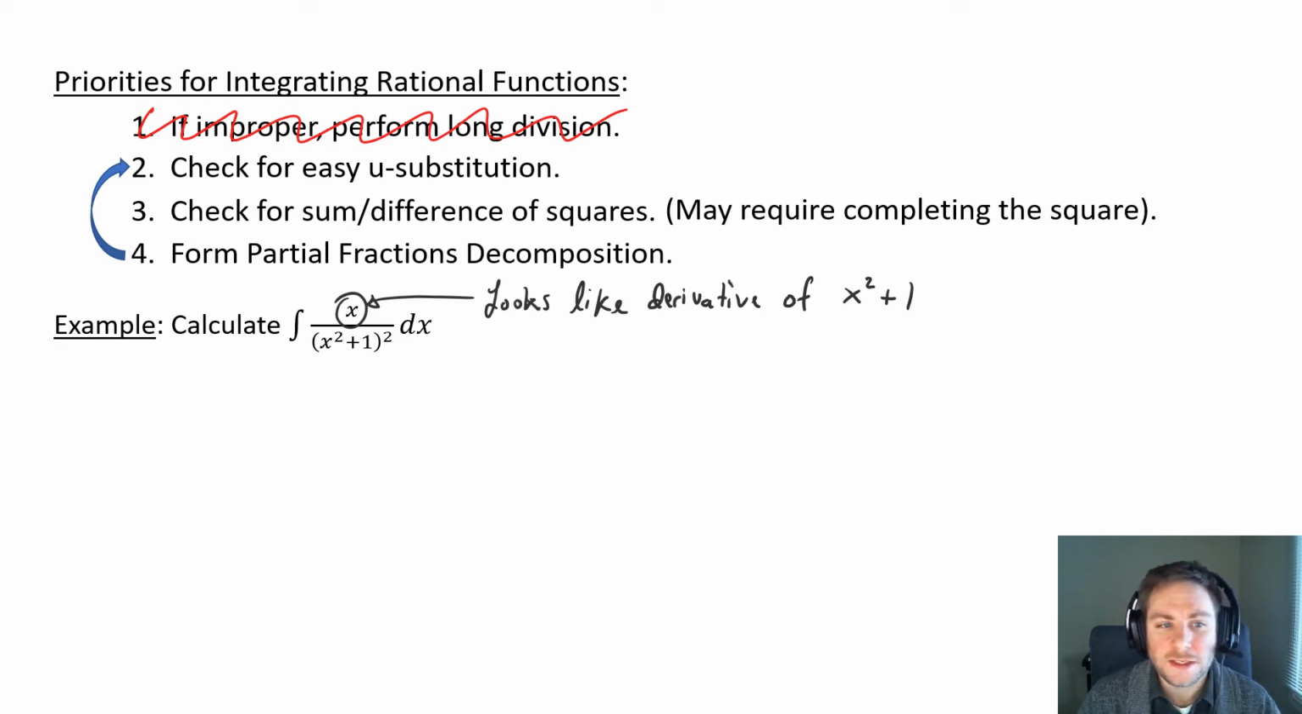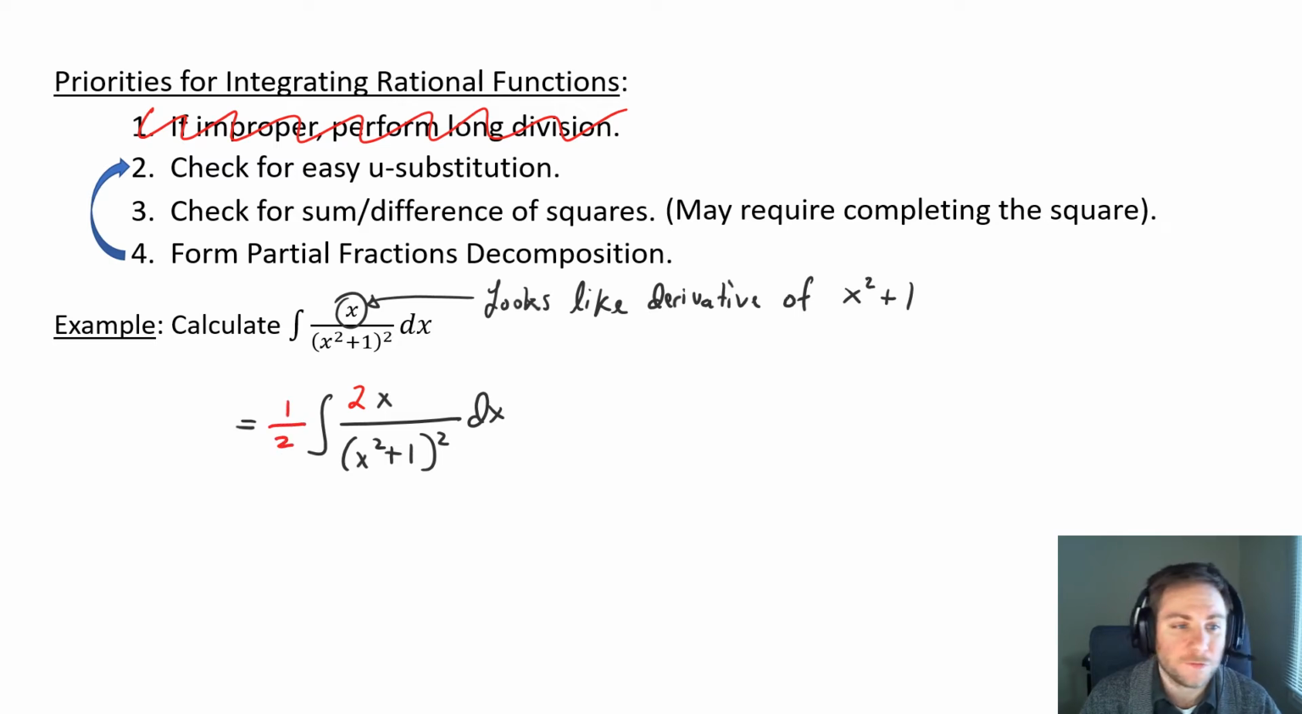The derivative of x squared plus 1 is actually 2x, so it would be more ideal if we had a 2x in our numerator, but we can make that happen provided we also cancel the 2 with a 1/2 out front. Now, since the derivative of x squared plus 1 appears as a factor in our integral, this would make a good choice of u. Because sure enough, du would then be equivalent to 2x dx that we see in our numerator.